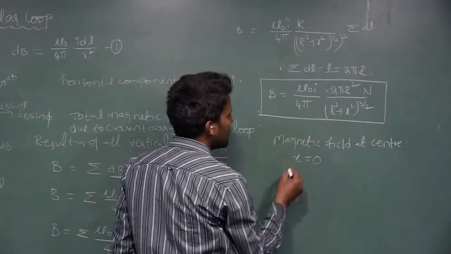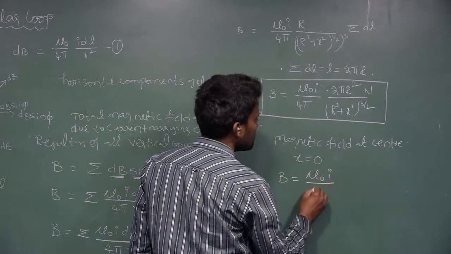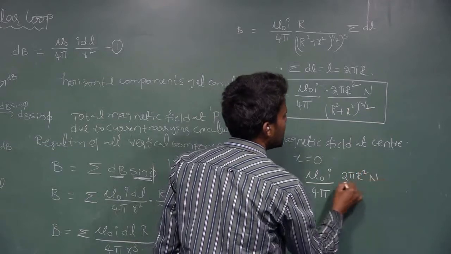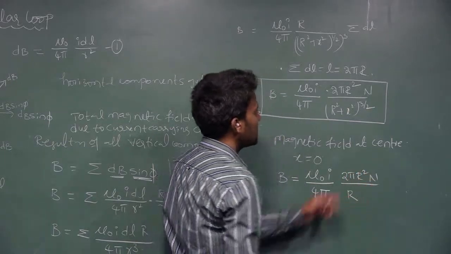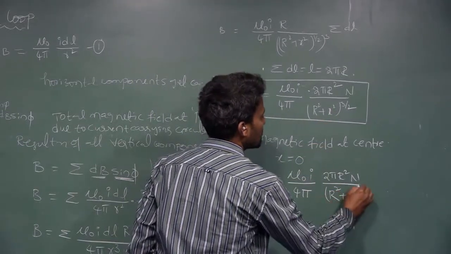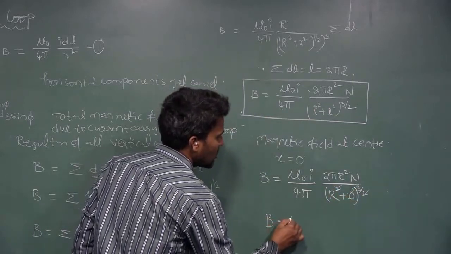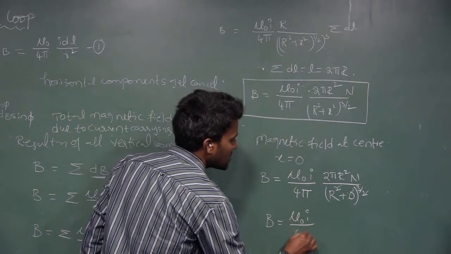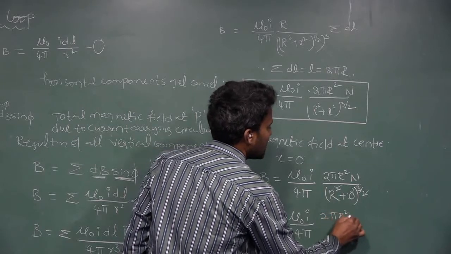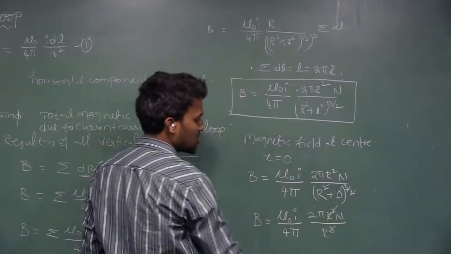So if I substitute x is equal to 0, you can write B is equal to mu naught I divided by 4 pi into 2 pi r square into N divided by r square. See here, x is equal to 0, so r square plus x square to the power of 3 by 2 becomes r cube, and here 2 gets cancelled. Then what is the remaining? B is equal to mu naught I divided by 4 pi into 2 pi r square into N divided by r cube. Here r square and r cube get cancelled.